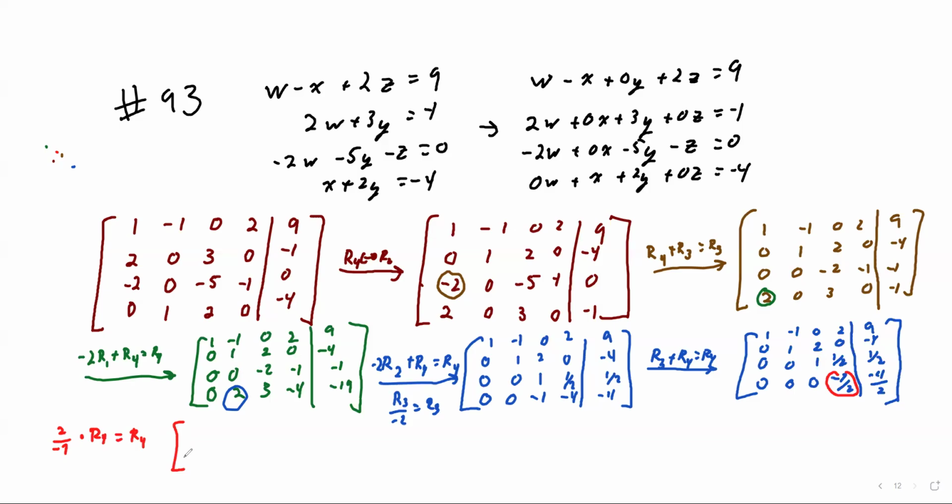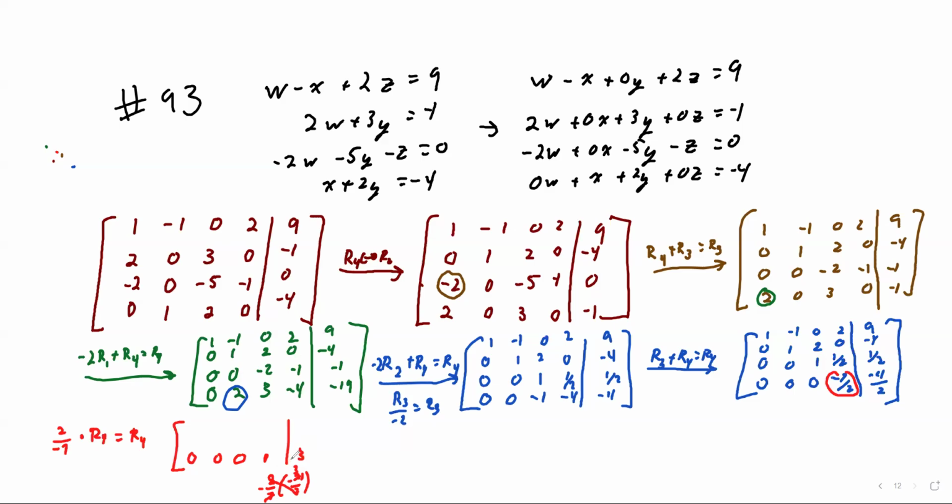So -2/7 times 0 is 0, 0 is 0. -2/7 times -7/2 does give me 1, because again, the sevens would cancel. And then when I do -2/7 times -21/2, let me just show you this math real quick. The 2's would cancel, but the 7 would go into 21 3 times. So that's really a positive 3.